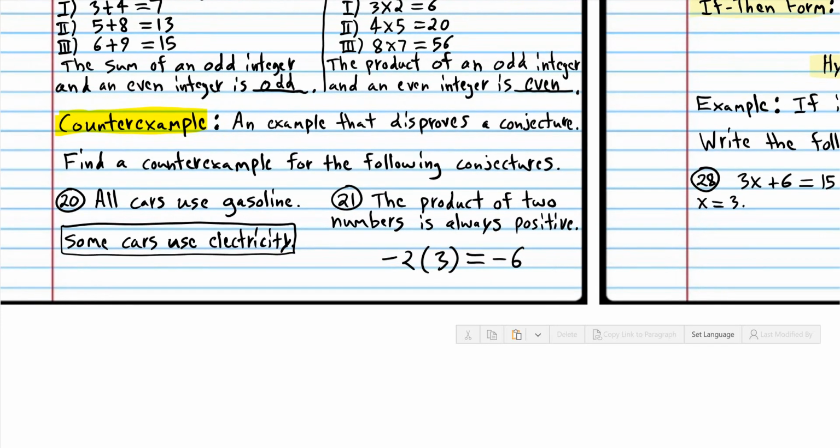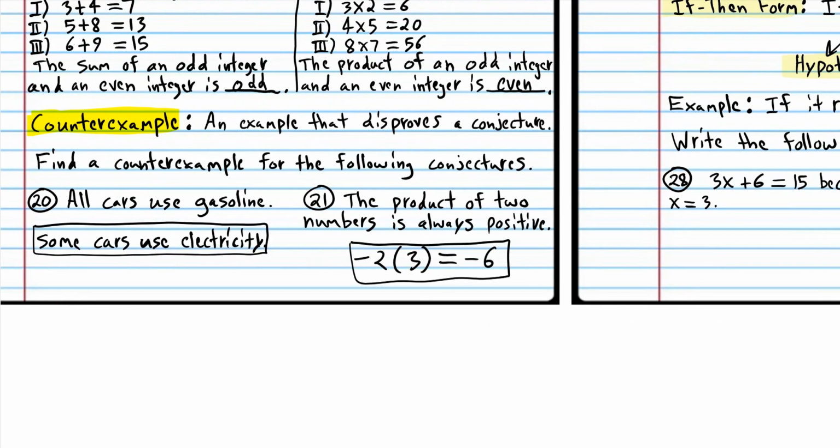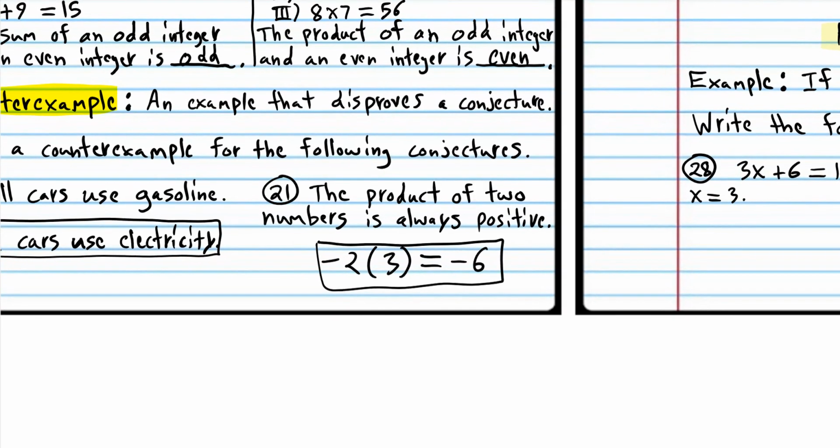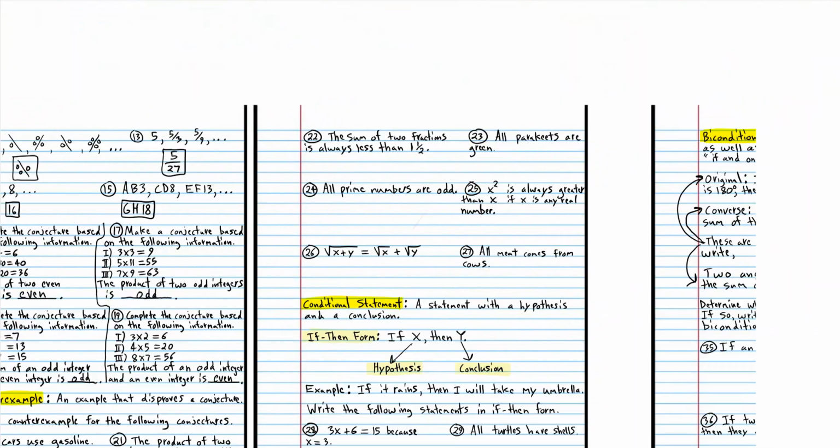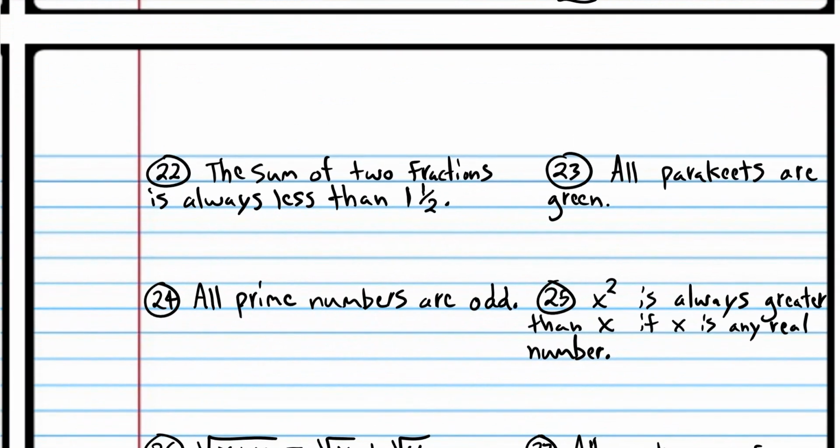So this is one example of a counterexample, because it's the product of two numbers and it's a negative. So we disprove that conjecture. All right, try number 22. Pause the video, and when you come back, we'll do it together.